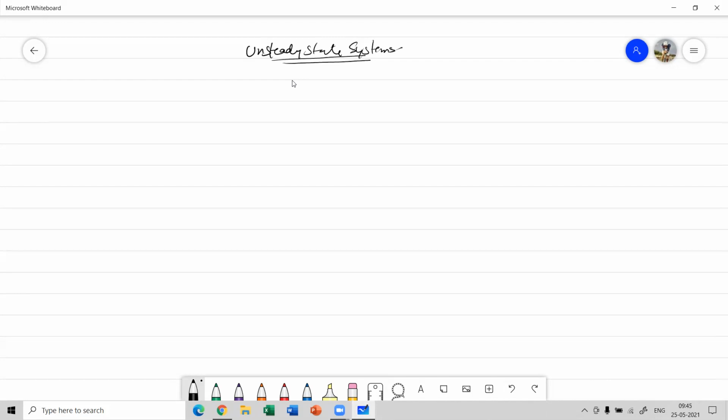What we did previously was the unsteady state part for fluid systems. Clear? Now, before we start with the unsteady state part in heat transfer, there is one specific dimensionless term called the Biot number. This is a very important dimensionless number. Now, what is this Biot number?